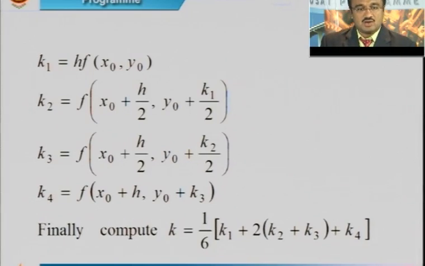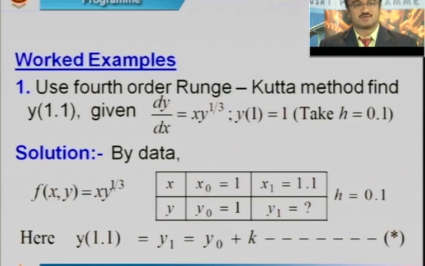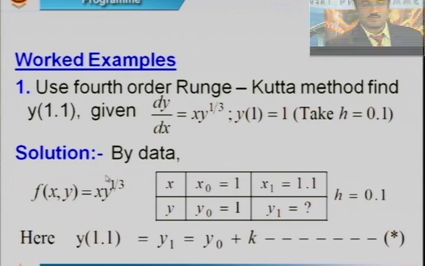So let us see some problems to understand the concept of the Runge-Kutta fourth order method. This is the first problem. Use the fourth order Runge-Kutta method to find the value of y of 1.1, given the initial value problem dy by dx equal to x into y to the power of 1 by 3 with y of 1 equal to 1. This is the initial condition they gave, and they are also giving h. H is the step length for x values, 0.1. I am going to solve some problems on the board.